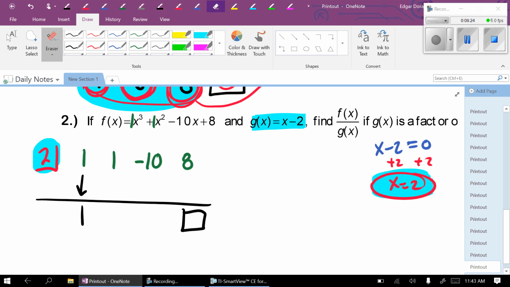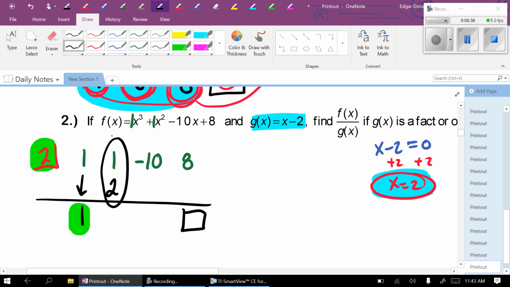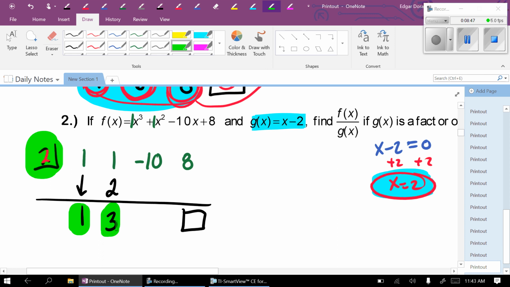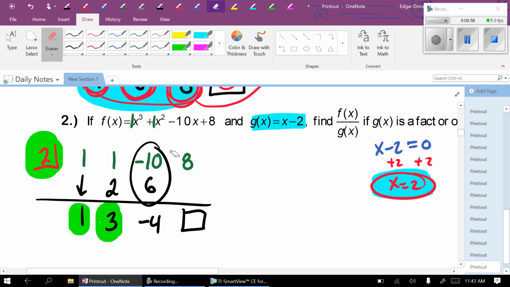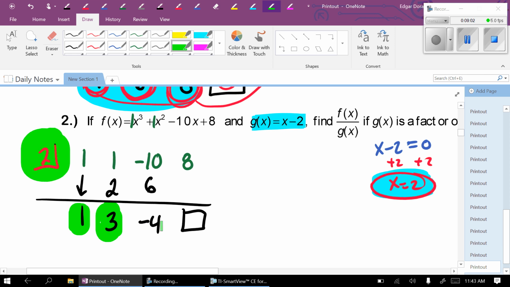So here's what we're going to do. Let's go ahead and do it. Remember, guys, you're going to multiply. Whoops, erased a little too much. I'm going to multiply box number times the bottom number. So that's going to give me 2 times 1 is 2. So I'm going to place the 2 right there. And then remember, you're going to add these 2 to get the 3 right there. Okay? So we repeat the process. Now, 2 times 3 is going to give me 6. Now I add my column. That gives me a negative 4 down there. And one last time, 2 times negative 4 is going to give me a negative 8.